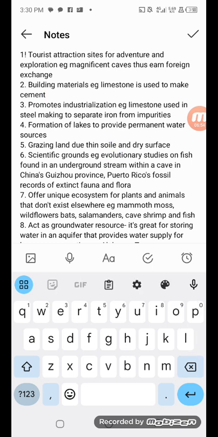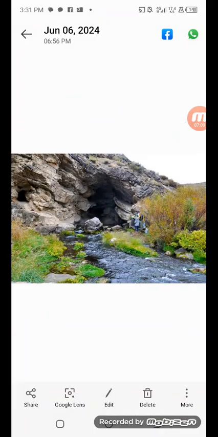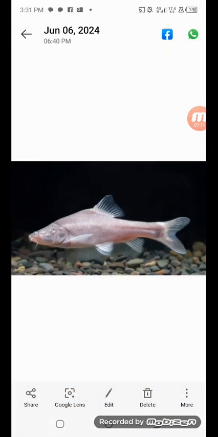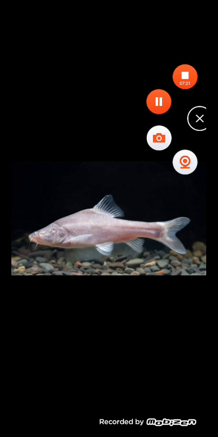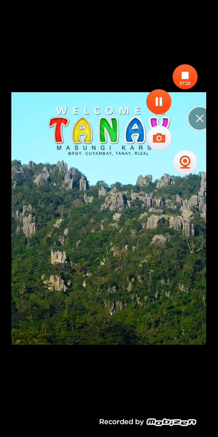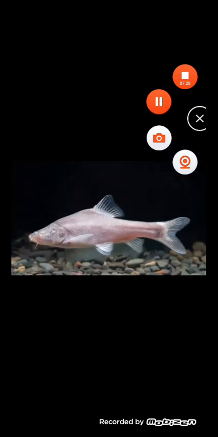There's also grazing lands due to the thin soils and dry surface. And we have scientific grounds, e.g. evolutionary studies on fish found underground, like this one. So there can be scientific grounds. Also, when we want to find ecology, like what was our history like, you get to see.